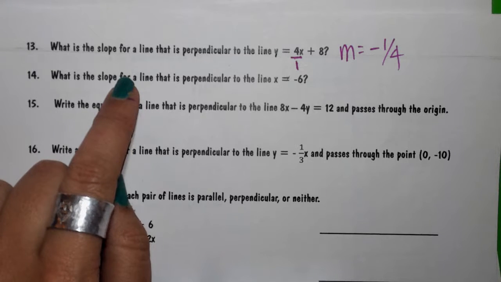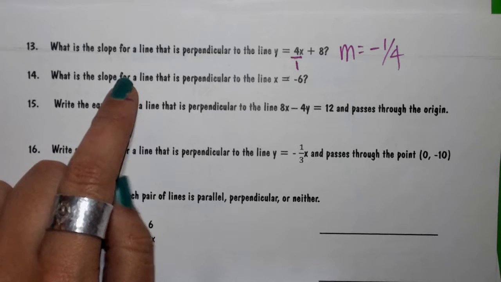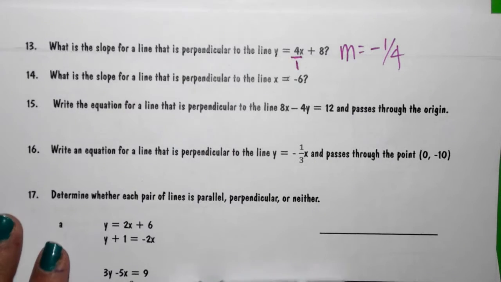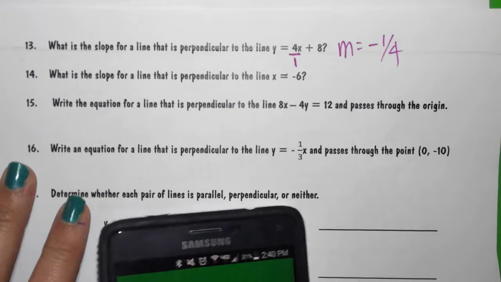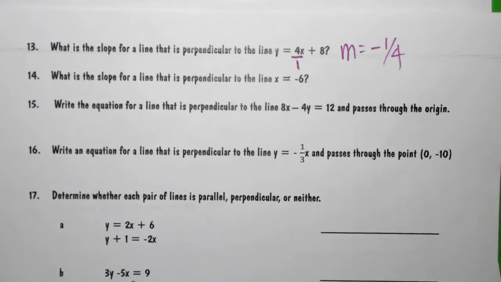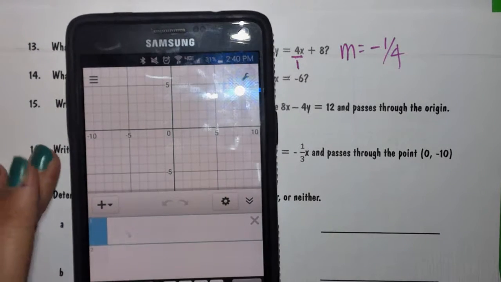Now, I'm going to cheat, and I'm going to graph x equals -6 on my phone. Legit. Well, it's really not cheating. I have this great app called Desmos, and it graphs for you. You guys can get it.